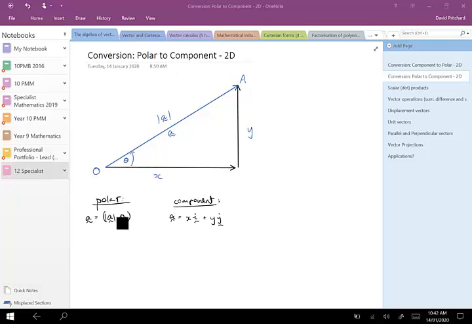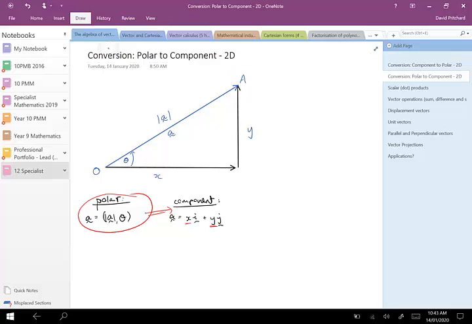In this video, following on from the previous video where we converted component to polar, we're looking at how we convert polar back to component. So essentially, we're looking to go from this polar form and convert into component form. So really what we're looking to do is use the magnitude and the direction to calculate the x and y displacements.